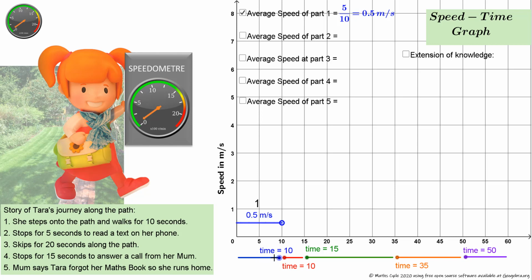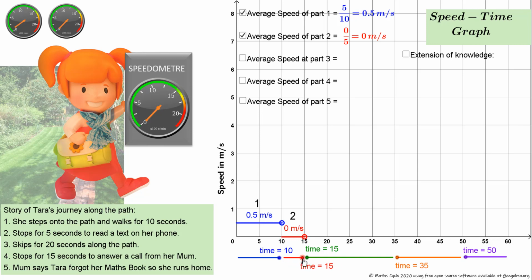Okay, so then part 2, she stops for 5 seconds to read a text on her phone. So she stops, which means she is still, so we know that she has an average speed of 0 at that part. So to represent that, find 0 meters per second on your vertical axis, and you're going to have to represent that for 5 seconds. So draw a horizontal line for those 5 seconds between 10 and 15, and that shows we had 0 speed for those 5 seconds.